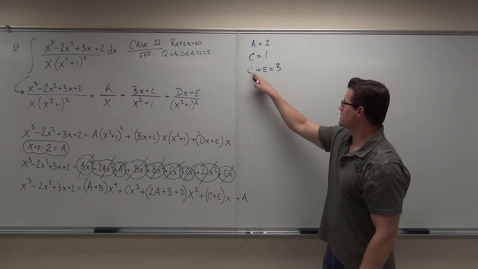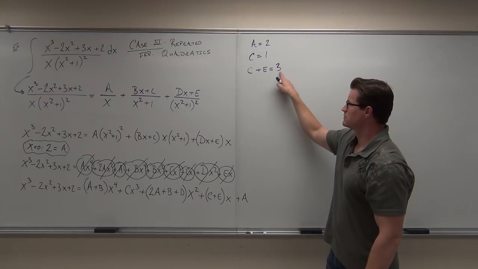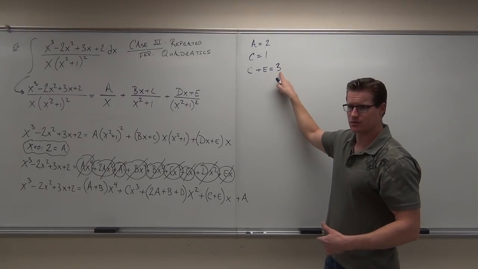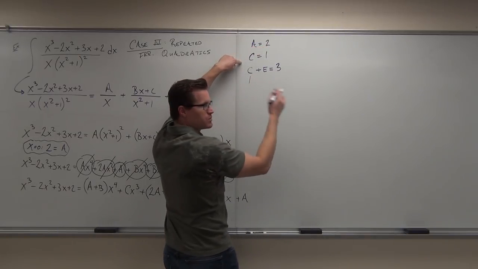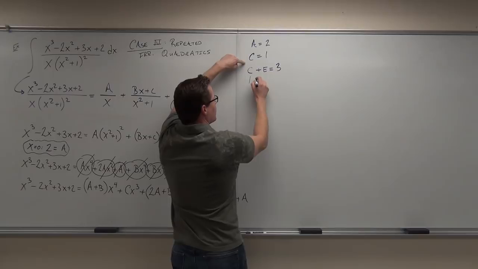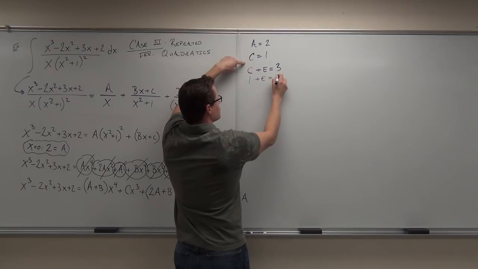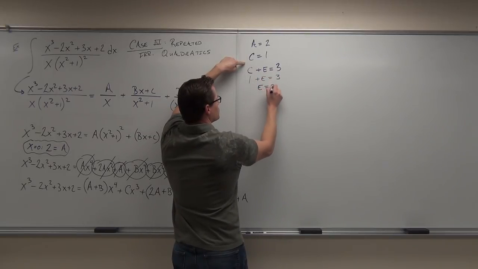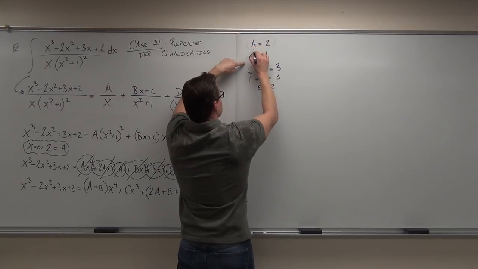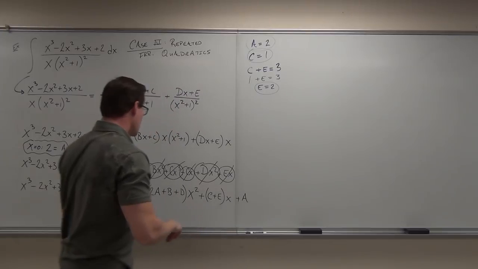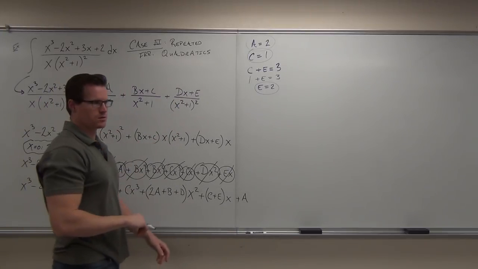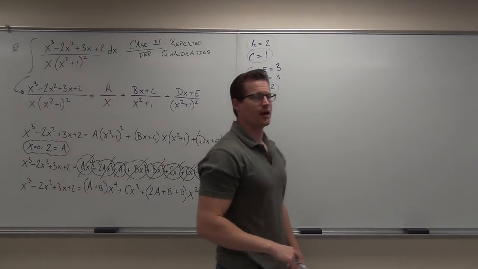Okay, if C plus E equals 3, can you tell me how much E equals? 2. Good. C is 1. So now we're starting to use some of these basic substitutions. C is 1 plus E equals 3. Therefore, E equals 2. So I got A is 2, C is 1, E is 2. Can you figure out the rest of them from here? Easily. Let's look at this one.